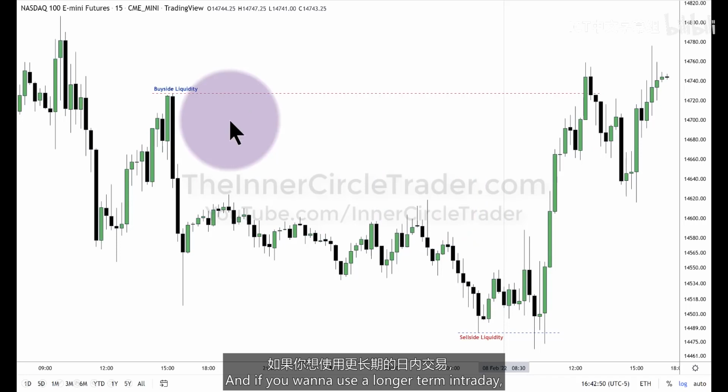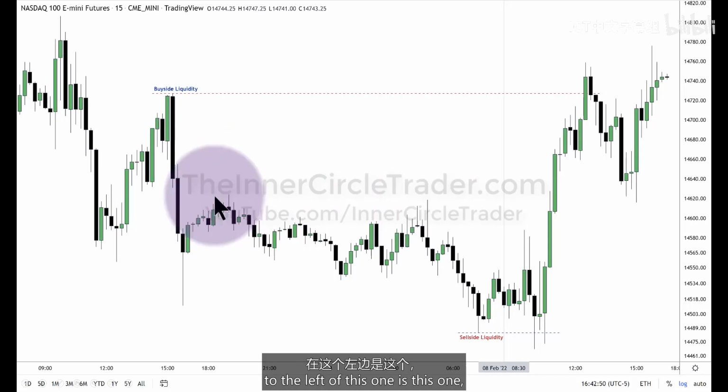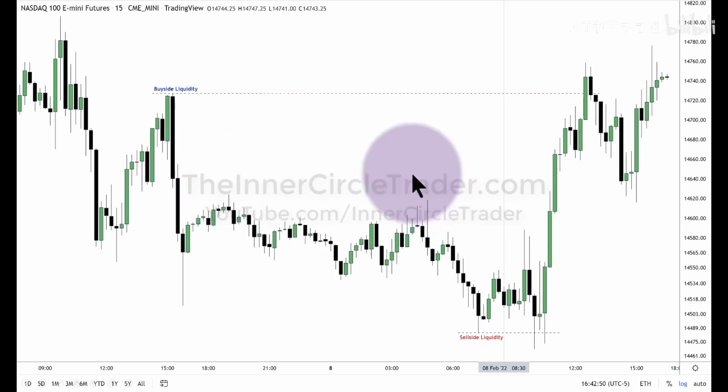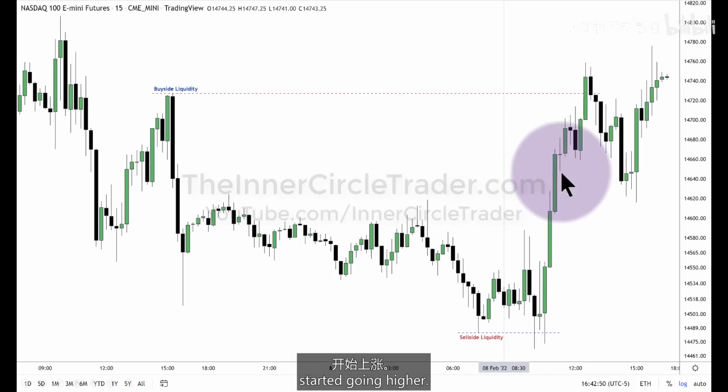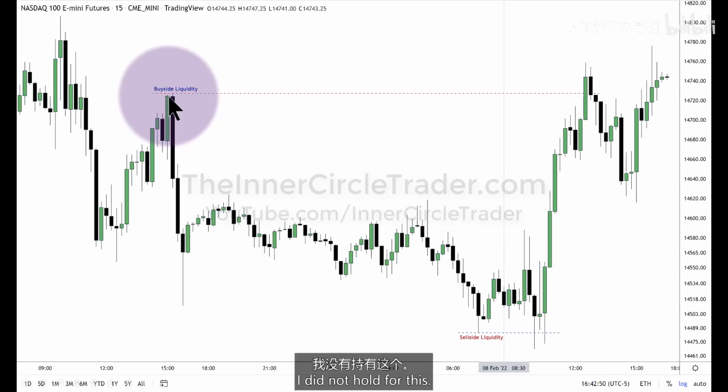And if you want to use a longer term intraday target, it would be back here, because to the left of this one is this one, which essentially is the same. Then we have this one here, okay? So obviously with the benefit of hindsight, you can see that we traded below that low here. Then we reversed and started going higher. We took out this high here, which I traded. I did not hold for this.